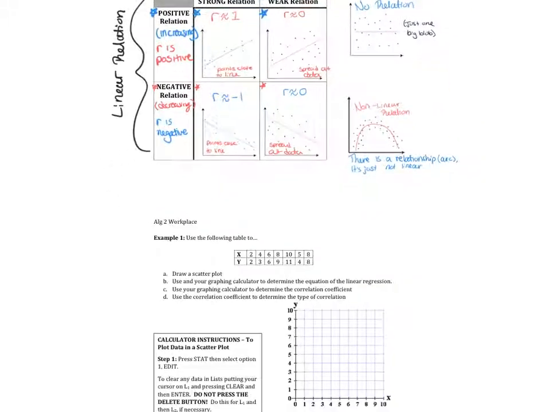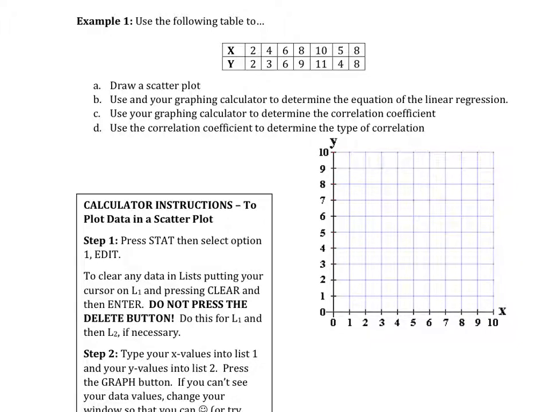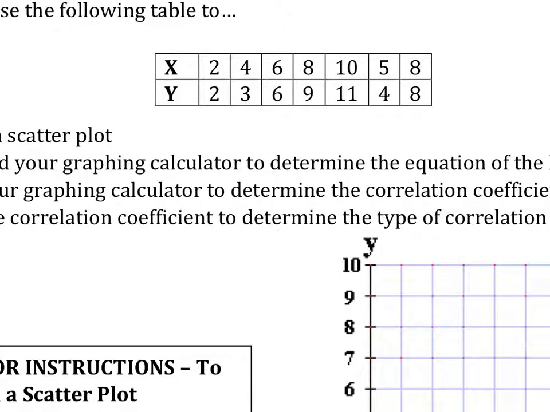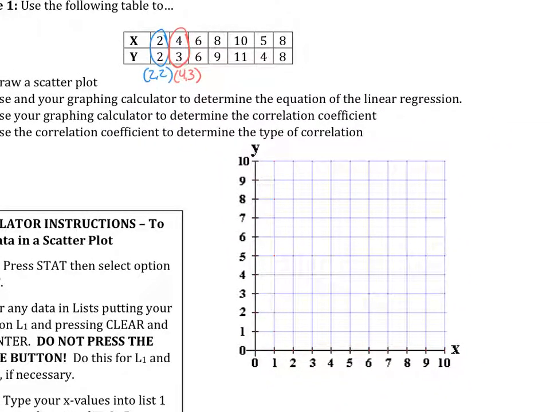Okay, so on the back now, we're going to move into graphing scatter plots and using our calculator. So first, let's practice doing a scatter plot by hand. When I give you data for a scatter plot, it's going to have an x value and a y value. So here, this is the point 2, 2. This is the point 4, 3, etc. Our x values are on the top, y values are on the bottom. So to do the scatter plot, you will just plot all of those points. Let's go ahead and do that together.